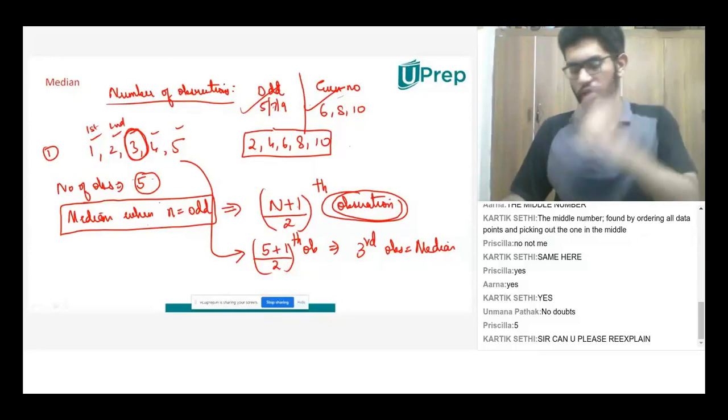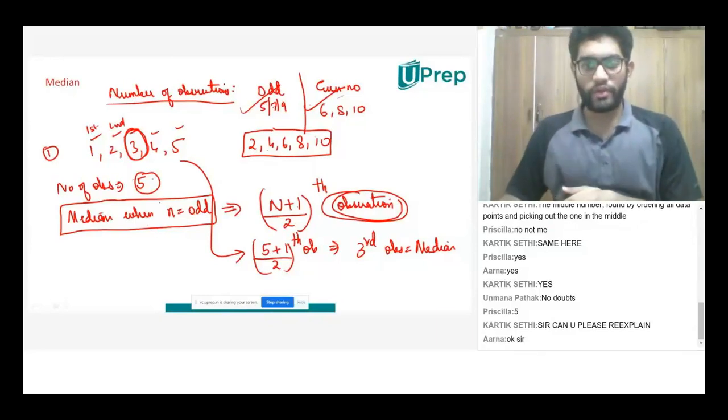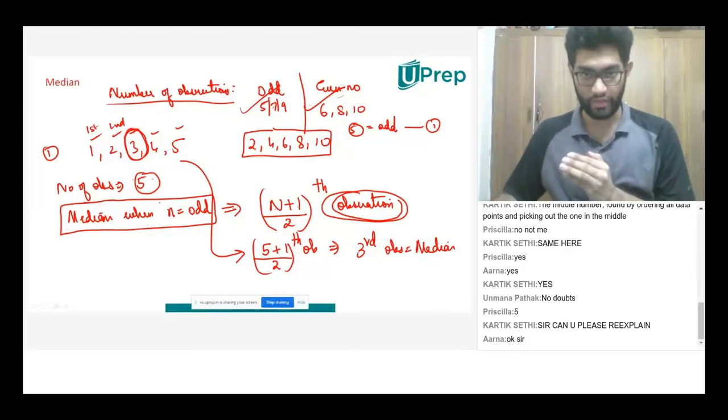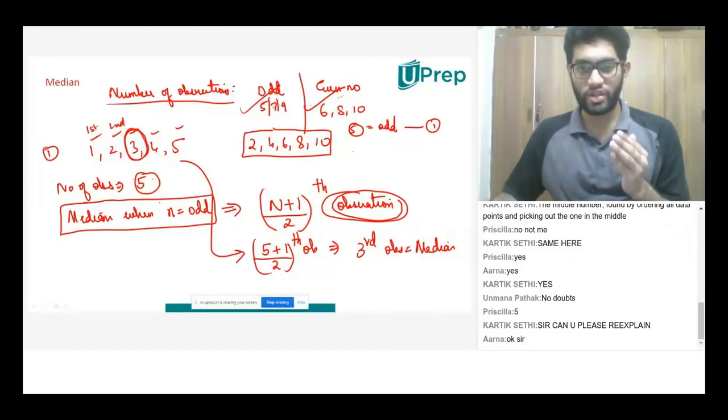Okay? Relax. Now, what is the number of observations in this set? It is the same. Again, 5. That means it is odd. This is what you have to determine first, whether the number of observations is odd or even. Now, when the number of observations is odd, what is the median? n plus 1 by 2.